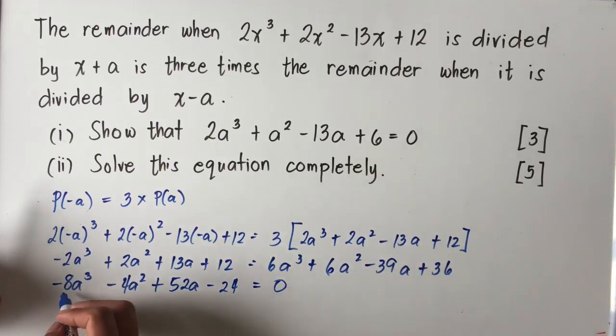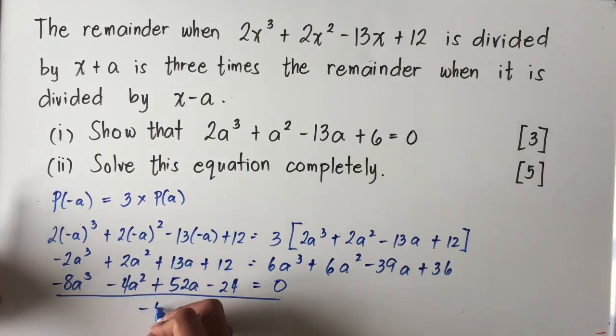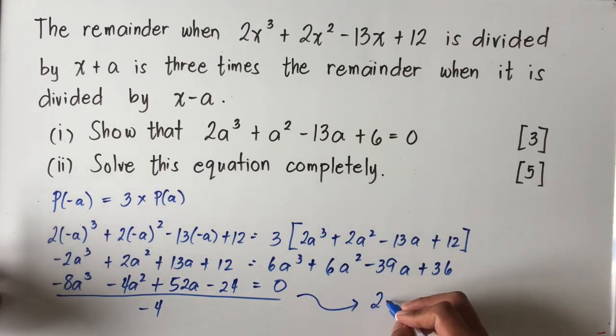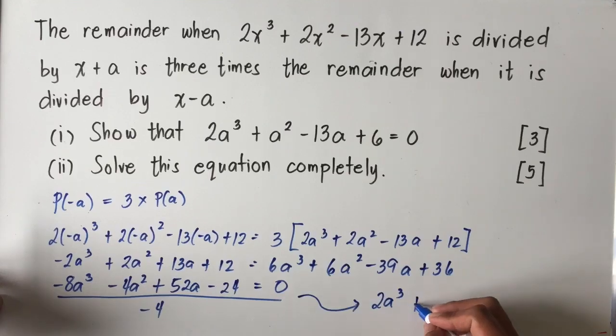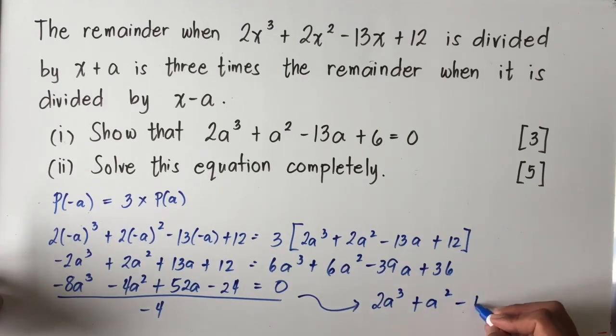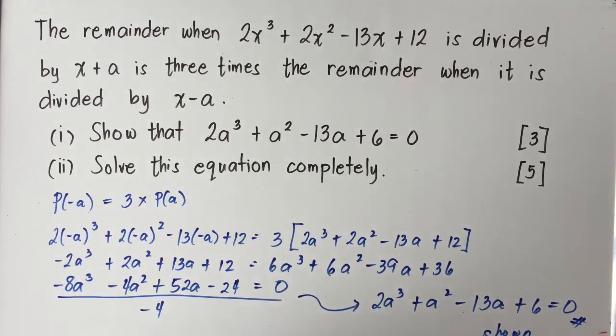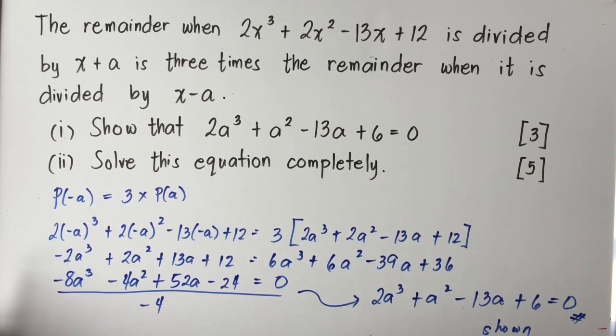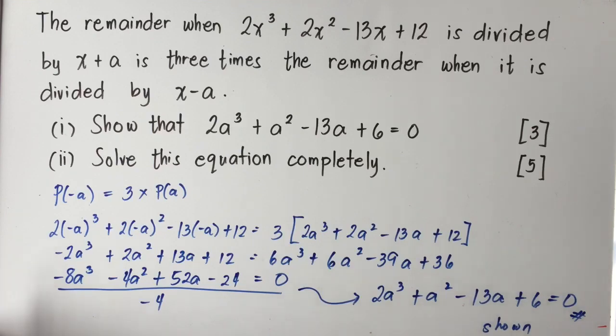If you notice, I can divide the whole thing by negative 4. So if I divide the whole equation by negative 4, I'll come up with 2a cubed plus a squared minus 13a plus 6 is equal to 0. So you will end up writing the word shown, because you have already the answer: 2a cubed plus a squared minus 13a plus 6 is equal to 0. That's the first question.